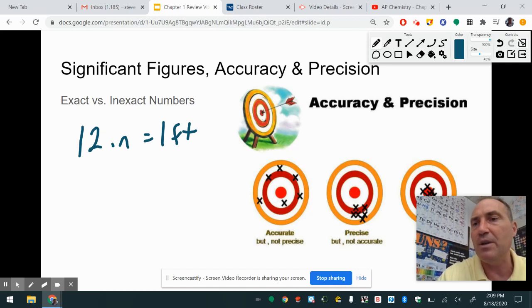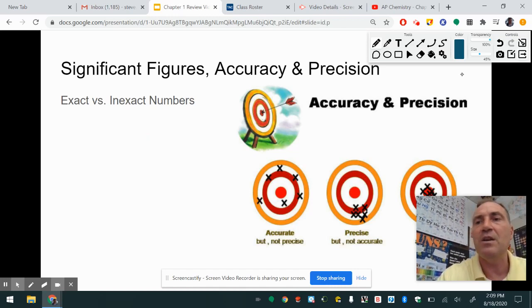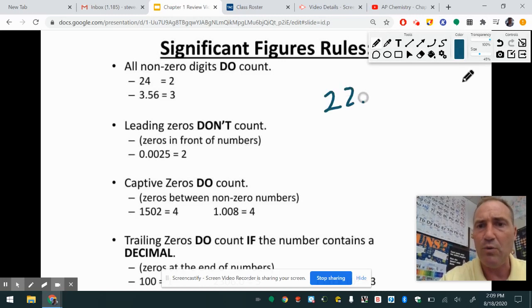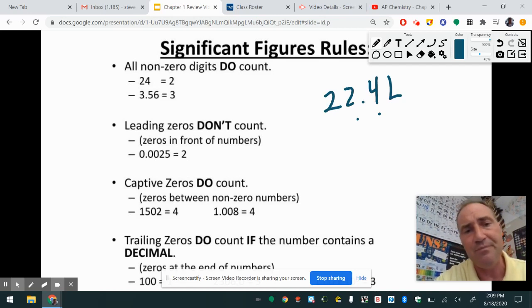And since we do a lot of measurements in a lot of labs in chemistry, you must record significant figures. All right, so when you're doing sig figs, here's the rule. Anything that's not zero is significant, and significant just means that it's a valid, important part of a measurement. For example, if you get 22.4 liters, that would have 1, 2, 3 significant figures, and you're done there.